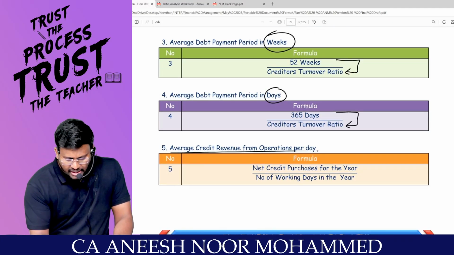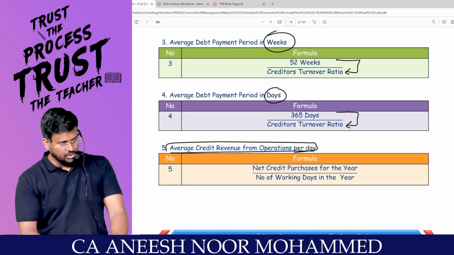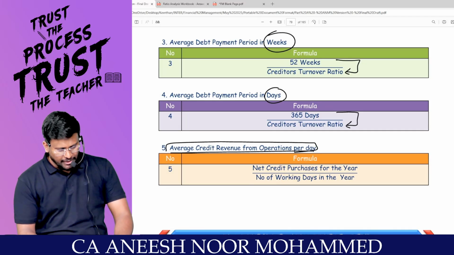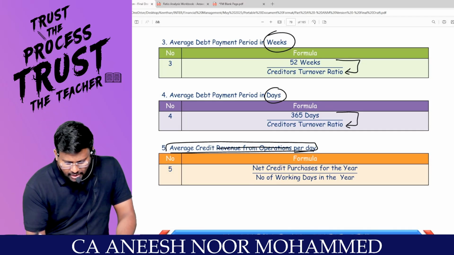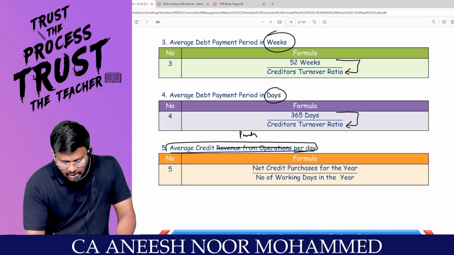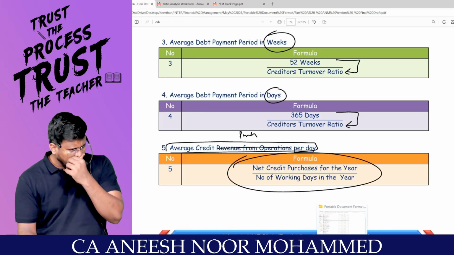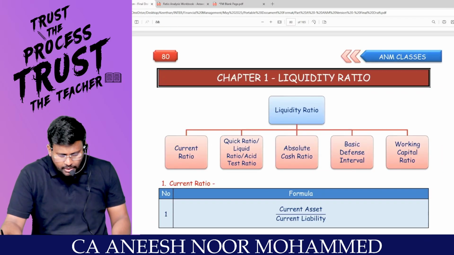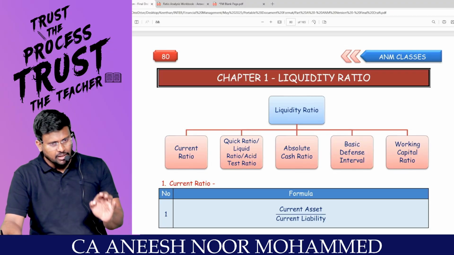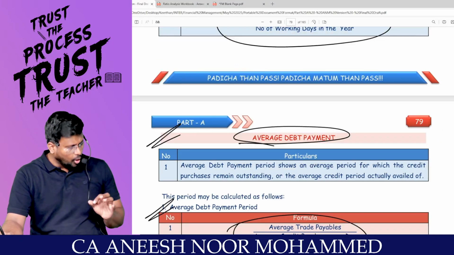Sir, average credit purchases per day means total credit purchases divided by number of working days in a year. Are you all really with me? Pakka, sir. That's it with regard to all the ratios.